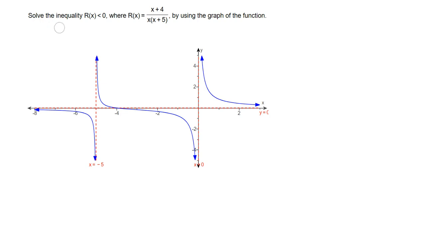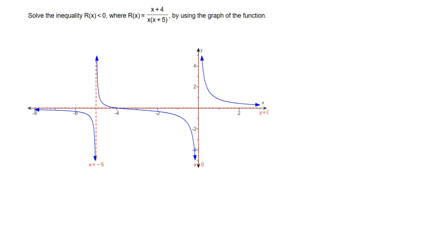This question says solve the inequality r of x is less than 0, where r of x is equal to x plus 4 over x times x plus 5, by using the graph of the function. So we're going to solve the inequality r of x is less than 0 using this picture. So first I want to distinguish between the pieces of this graph that are equal to 0, that are greater than 0, and less than 0.